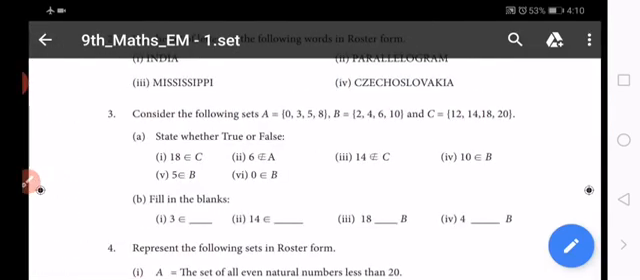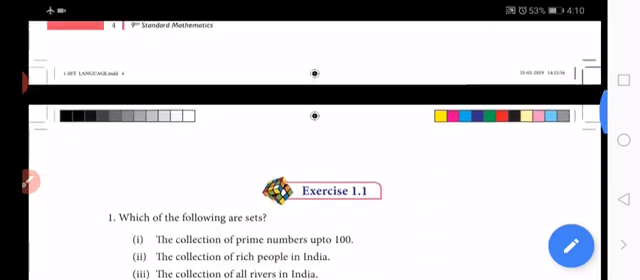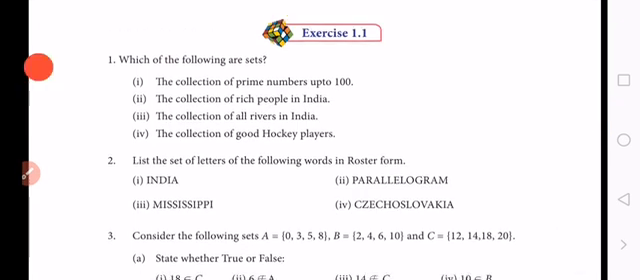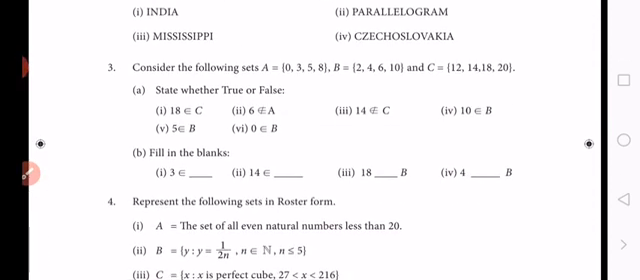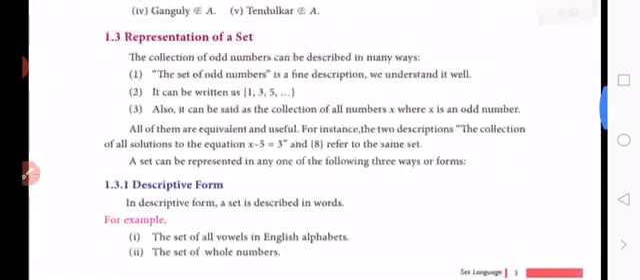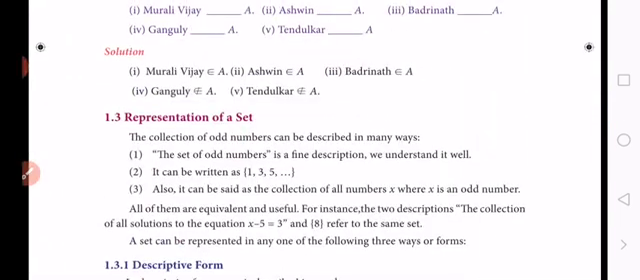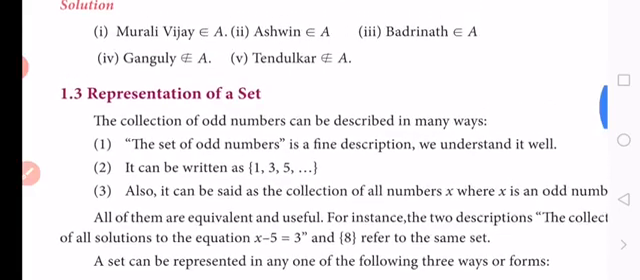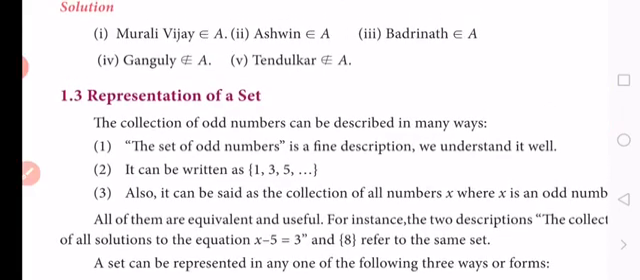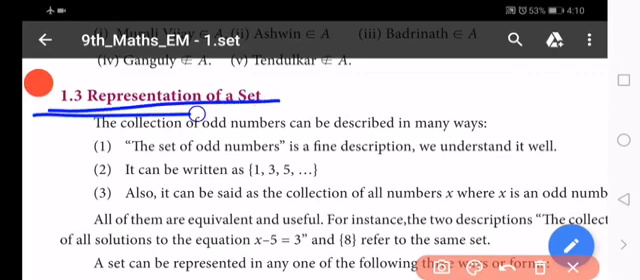Okay students, so this is the homework of our last class. So you write the order of teaching in our maths note. Next, after finishing the set notation, now we are going to discuss the representation of a set. This is a very important topic in set theory. Representation of a set.